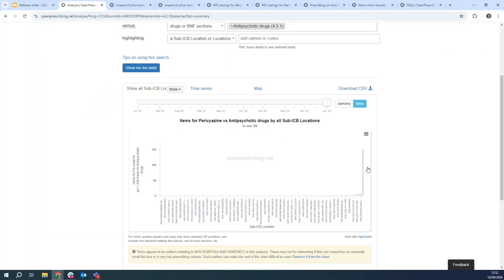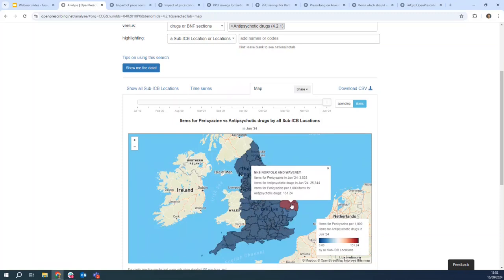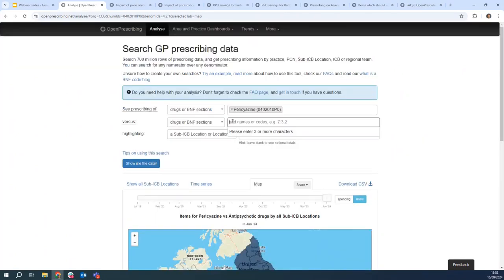And again, we can still see it's particularly high. So there's definitely something going on here in the Norfolk and Waveney area. I don't think we've ever got to the bottom of what it is. No one really seems to be that clear, but there's obviously something interesting happening here.